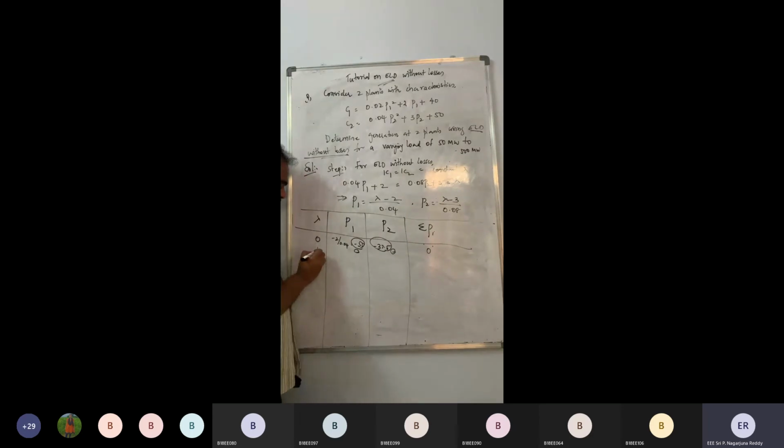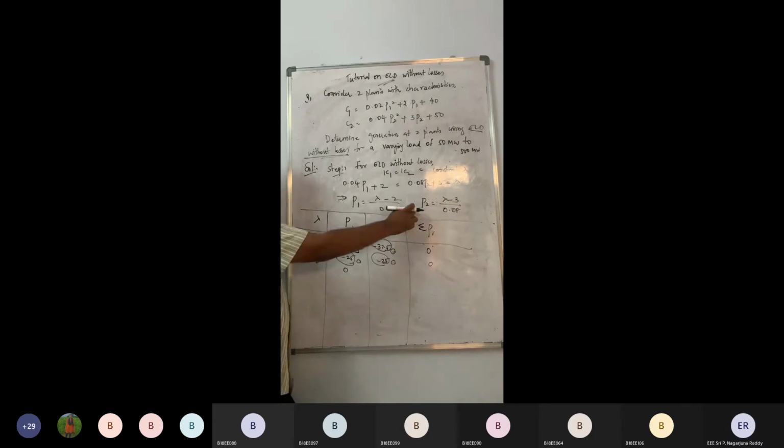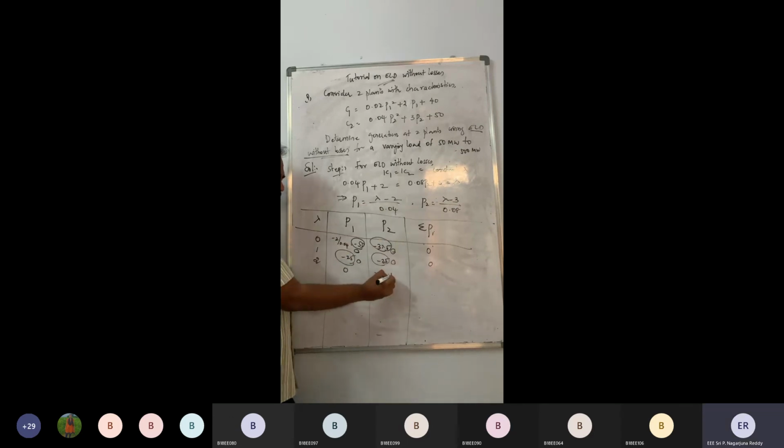Now I will slowly increase my value of lambda as 1. It is your choice, but I'm slowly increasing it to 1. So 1, what is the value? 1 minus 2 is minus 1 by 0.04. That is going to be minus 20. Here, 1 minus 3 is minus 2 by 0.08. Again, it is going to be minus 25. Again, I will round it up to 0 and 0. Now I will go to 2. For 2, this is going to be a perfect 0, and this is going to be minus 12.5.